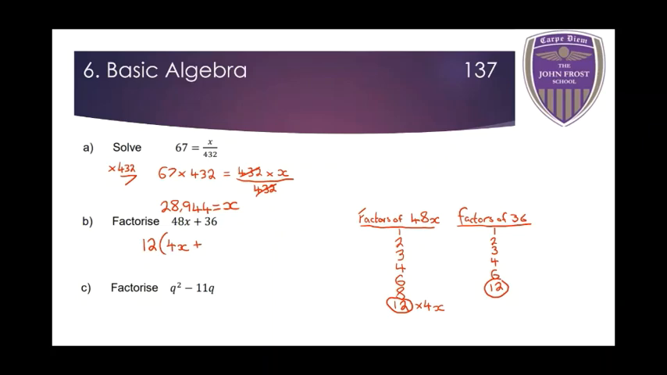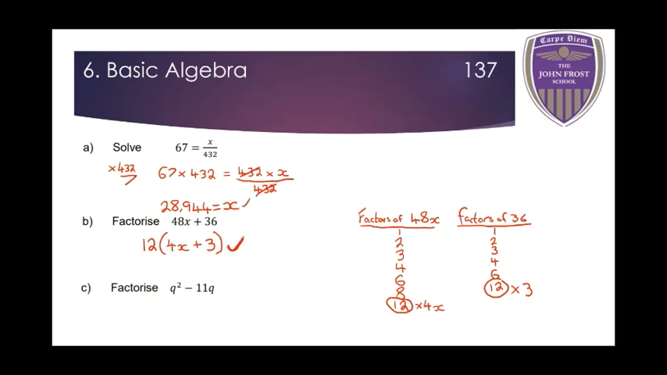Next I got 36. Well, what do I multiply 12 by to get 36? Well, I multiply it by positive 3. Okay, so therefore the next number in the bracket is just 3. Okay, and then all you do there, just double check yourself, just re-expand it. So 12 times 4x, yep, that's 48x, and 12 times 3, yep, that's 36. Okay, job done. Happy with that?